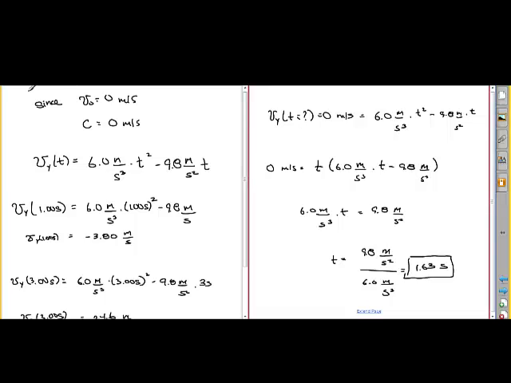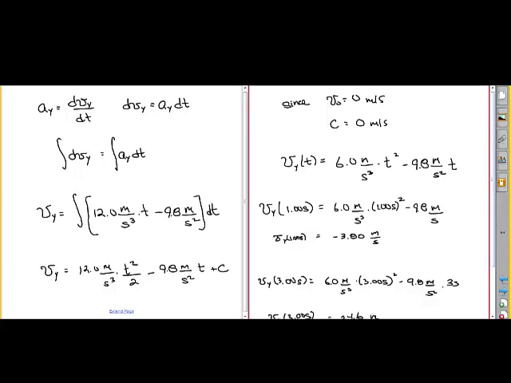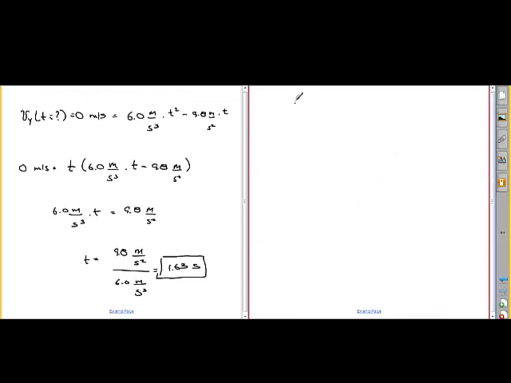Okay, so was that what they asked us, or did they ask us what is the maximum distance? Okay, so to calculate distance, we're actually going to have to integrate this thing. So we know that dx/dt, which is the velocity, is equal to 6.0 meters per second cubed t squared minus 9.8 meters per second squared t. Multiply both sides by dt.